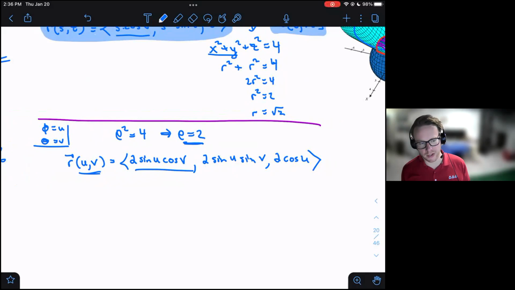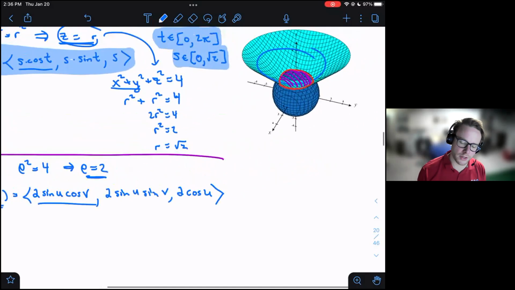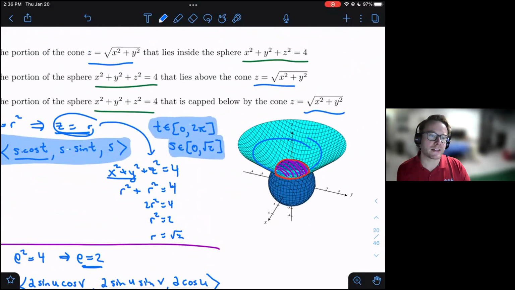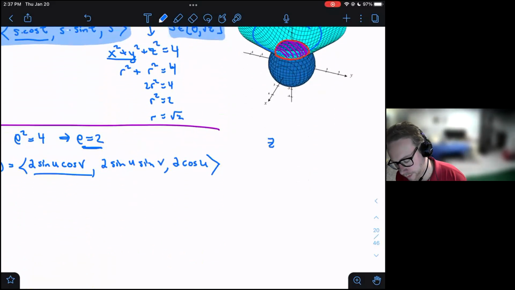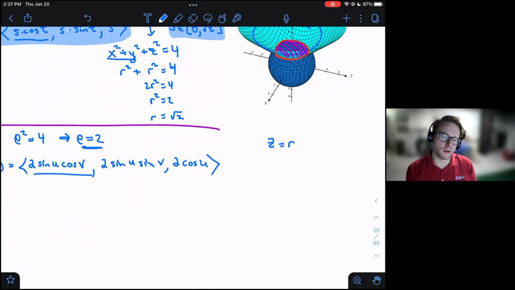But we only want a piece of it, so we want to restrict down at certain points. Where we want to restrict is where this sphere intersects with this cone. So we need to think a little about what this cone looks like in the spherical coordinate system. We already know for cylindrical coordinates that this cone reduces down to z equals r. That's just a swap of x squared plus y squared equals r squared, and then the square root and the square cancel out.